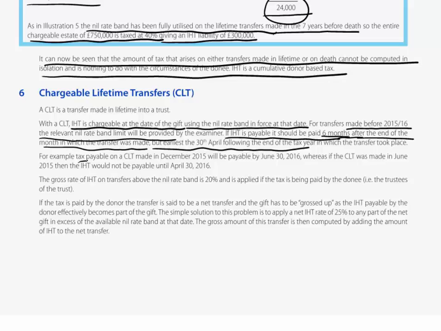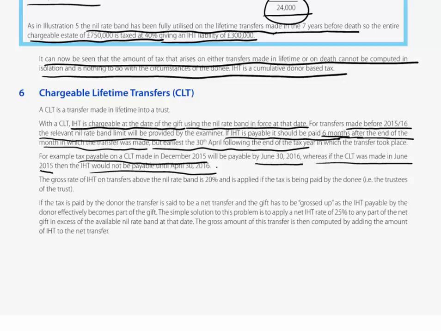So for example, tax payable on a CLT made in December 2015, 6 months after the end of December would be the 30th of June 2016. That is after the 30th of April 2016, therefore you'll use that as the date. Whereas if the CLT was made in June 2015, then 6 months on from the end of June 2015 would be the end of December 2015, but that would mean it would not be payable until April the 30th, 2016.